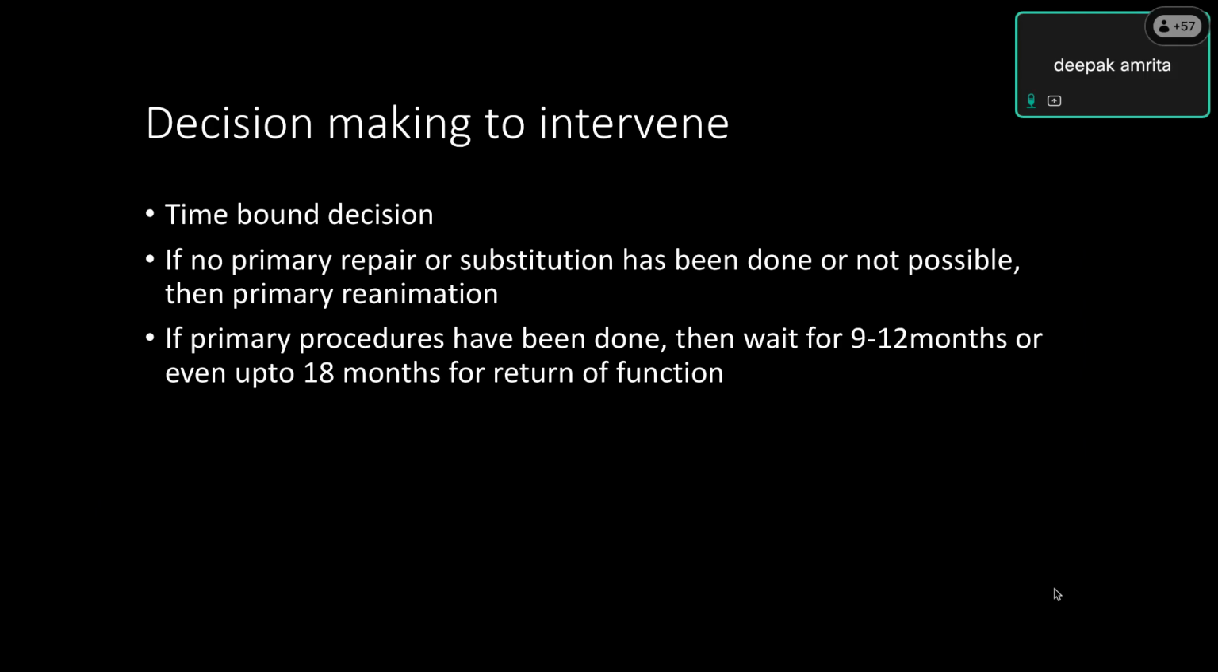But if some primary procedure has been done, for example a nerve graft or any other procedure, then you wait for 9 to 12 months at the earliest, or even up to 18 months for return of function. Remember, this is only if a nerve repair has been done and not for other types of reanimation.